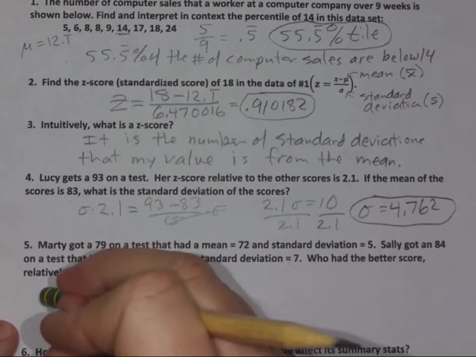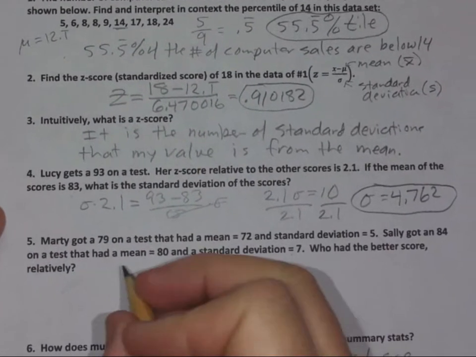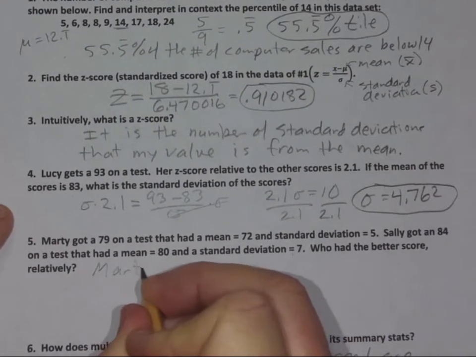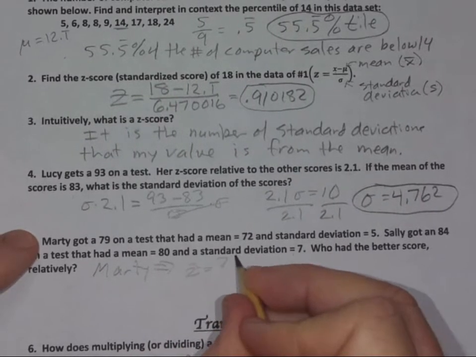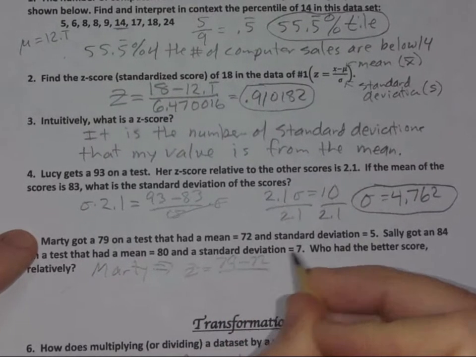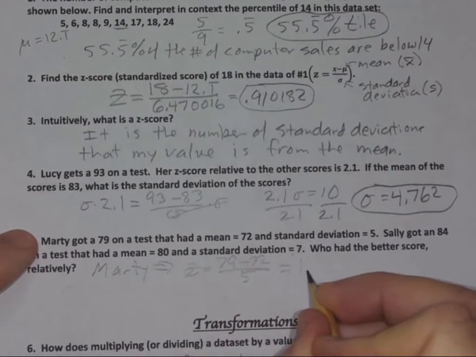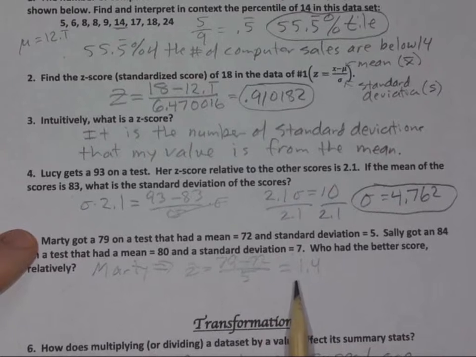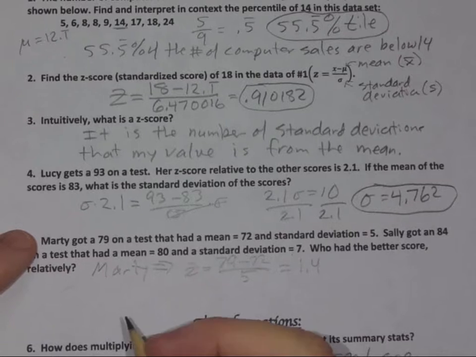All right, and so that means one way we can compare that is to compare their z-scores. So in regards to Marty, well, his z-score is, he got a 79 minus the mean over the standard deviation of 5. And so Marty, as it turns out, had a z-score of 1.4. In other words, he was 1.4 standard deviations above the mean. Pretty far above the mean, but not really freakishly so.